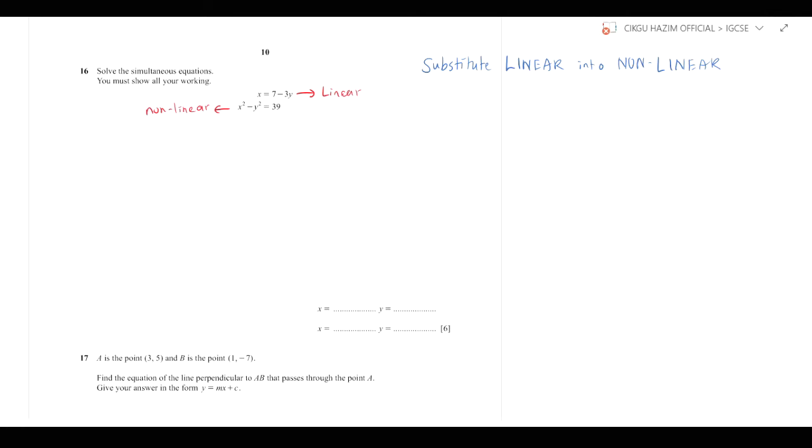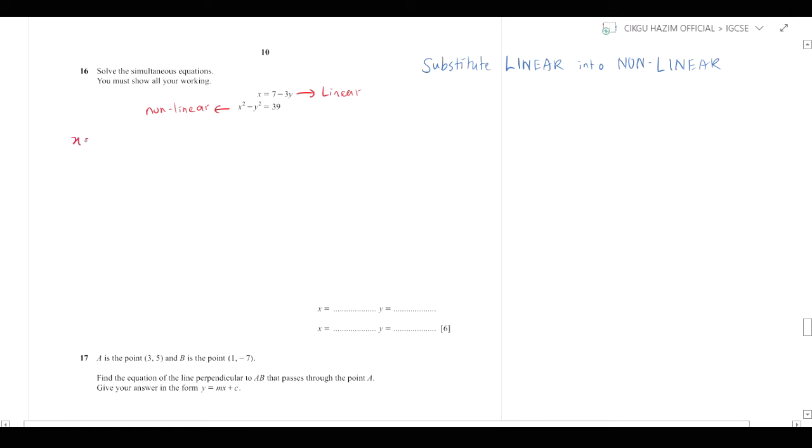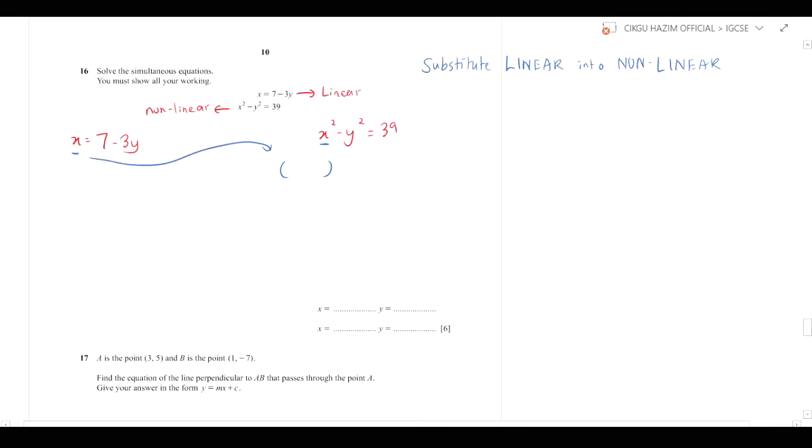So how do we substitute it? Of course, we need to substitute the one that is already the subject. The working is x equals 7 minus 3y, and over here x squared minus y squared equals 39. As you can see, this is already x as the subject, and we need to substitute inside here. So for x squared, you just substitute it on the right side. So it will be (7 minus 3y) squared minus y squared equals 39.